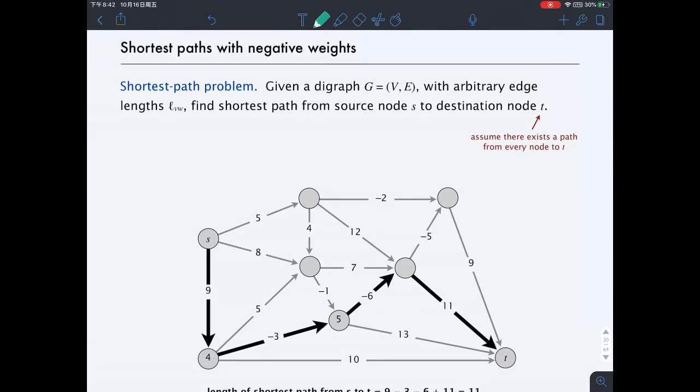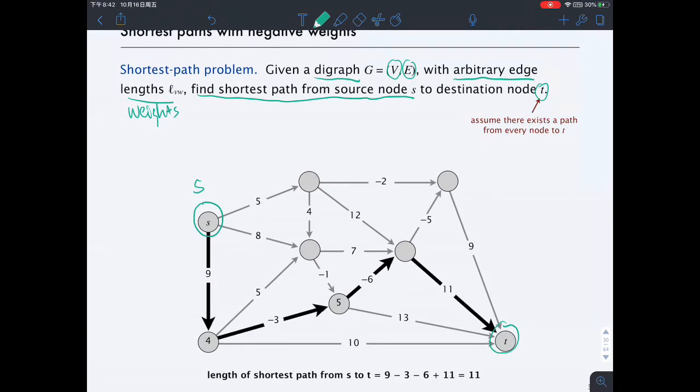So now we are at the Bellman-Ford algorithm, right? Recall that we do have a shortest path problem. In the shortest path problem, we are given a directed graph that consists of edges and vertices, and we have arbitrary edge lengths, right? We sometimes call those weights in our previous lectures. And we want to find the shortest path from the source node S to the destination T, right?